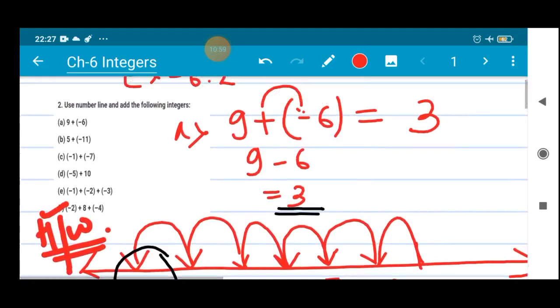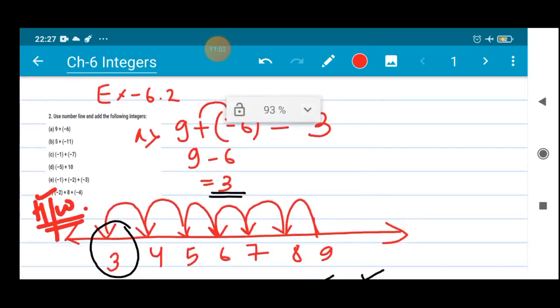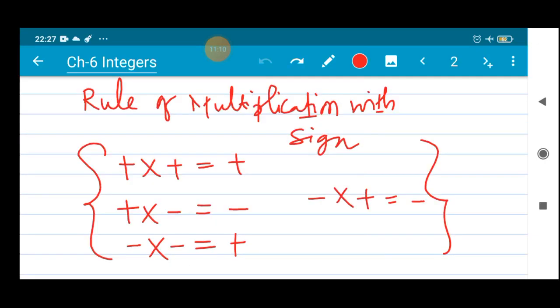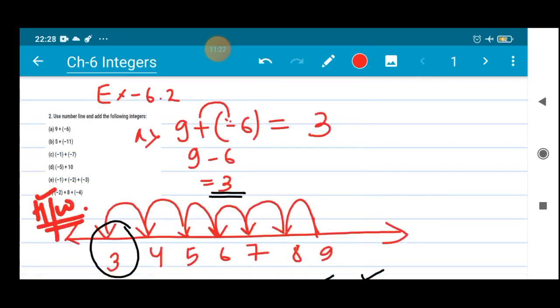I hope you enjoyed this session and understood something new, which is very important. Using the number line, we understood what addition is, how to add, and how to subtract. We understood the rule of multiplication with signs: plus into plus, plus into minus, minus into minus, and minus into plus is equal to minus. I seriously want students to keep this rule of multiplication with signs in your mind for a long period of time. This is going to help you all.